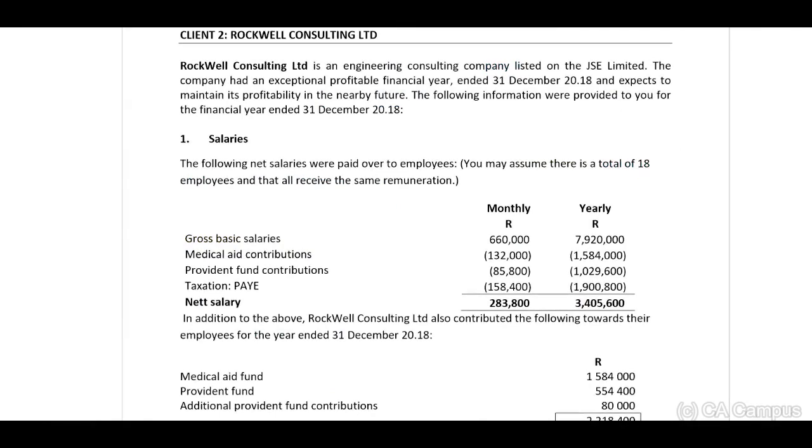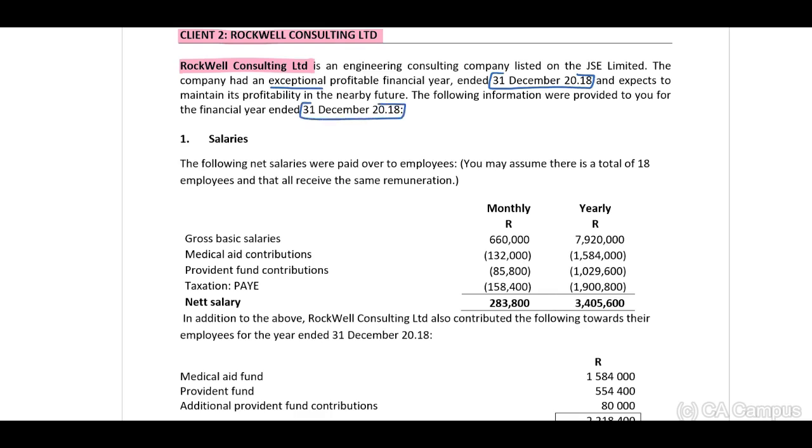Client number 2, Rockwell Consulting Limited. Rockwell Consulting Limited is an engineering consulting company listed on the JSE Limited. The company had an exceptionally profitable financial year ended 31 December 2018 and expects to maintain its profitability in the nearby future. The following information was provided to you for the financial year ended 31 December 2018.